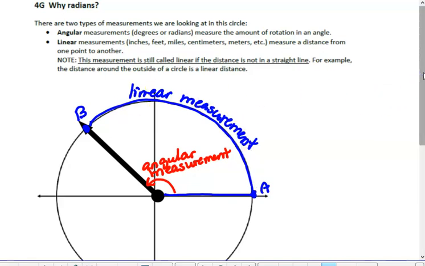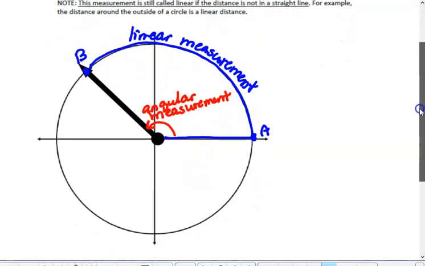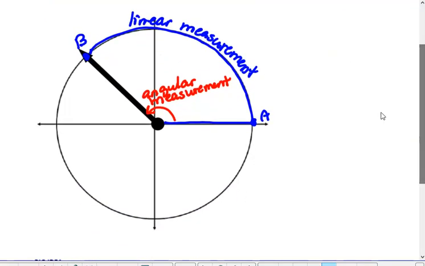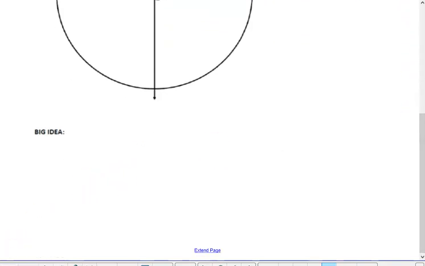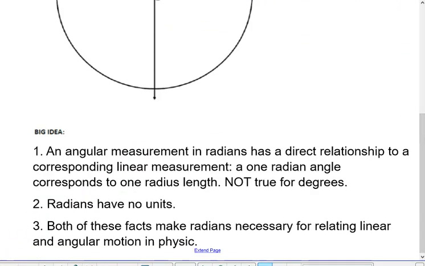Now, what is so special about radians? Well, we know that the radian measurement was defined by saying that 1 radian angle cuts out an arc that's equal to the radius of the circle. So that leads us to our big ideas. An angular measurement in radians has a direct relationship to a corresponding linear measurement. 1 radian angle corresponds to 1 radius length. This is not true for degrees.